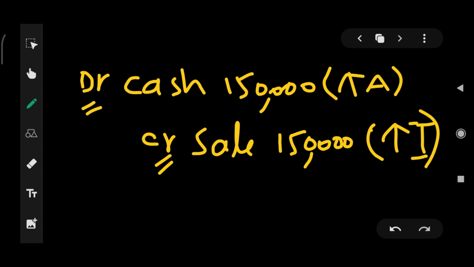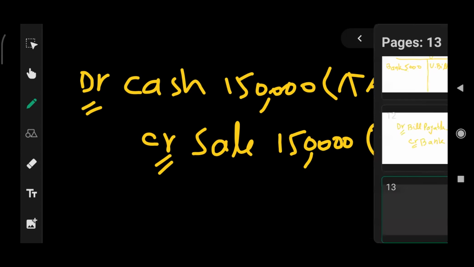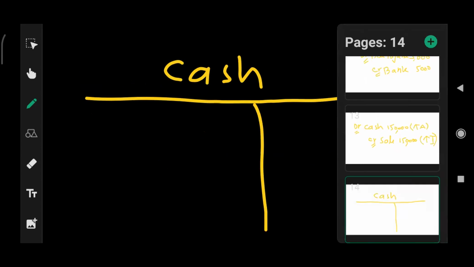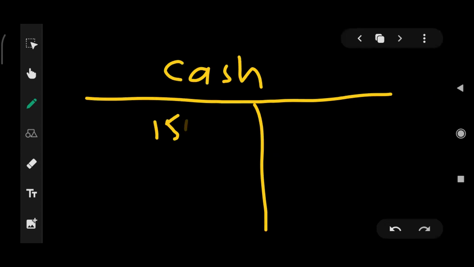It's a cash sale of 150,000, which means the asset cash is increased with the business and there is also an increase in income. So whenever income is increased, it's a credit entry. Whenever an asset is increased, it's a debit entry. So let's post this transaction. We have to open an account of cash and an account of sale. So let's first open an account of cash. So I opened the cash account. It's being debited with 150,000. You see the transaction, debit cash 150,000. So I will write 150,000 on the debit side.